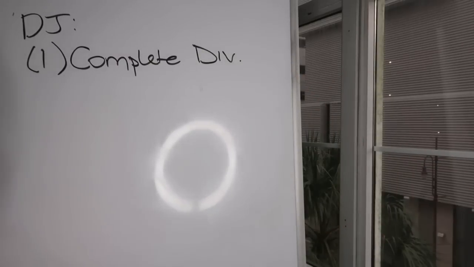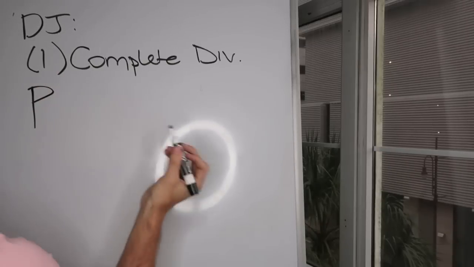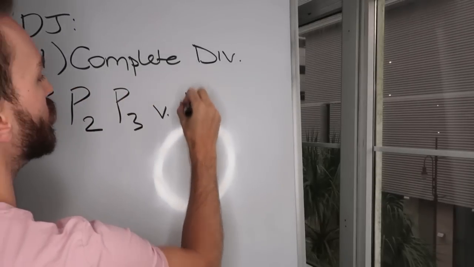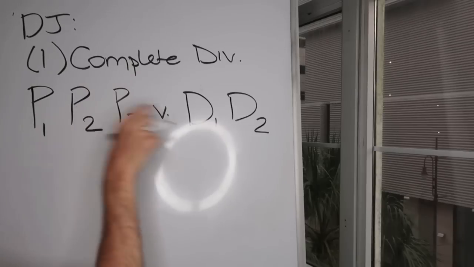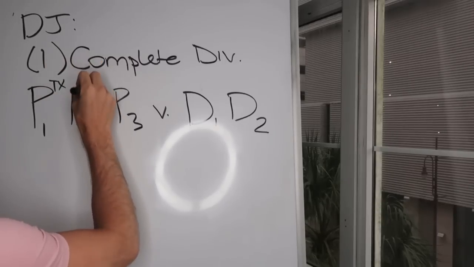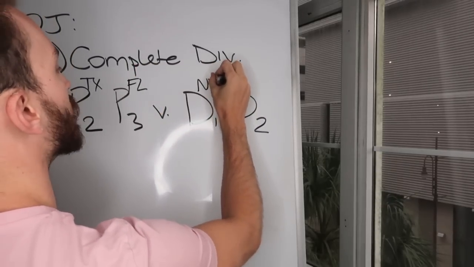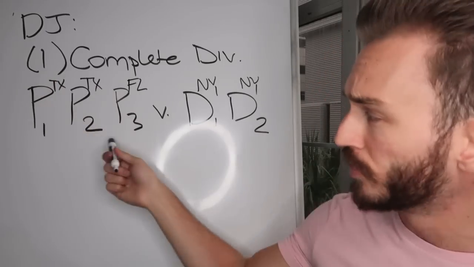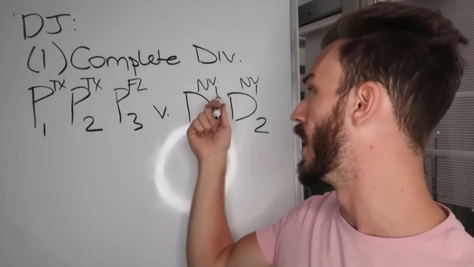The first thing that's going to happen to complicate matters is there's probably going to be multiple parties. So let's say you have 3 plaintiffs, plaintiff 1, plaintiff 2, plaintiff 3, suing 2 defendants, defendant 1, defendant 2. Okay? And let's say plaintiff 1 is from Texas, plaintiff 2 is from Texas, and plaintiff 3 is from Florida, and both the defendants are citizens of New York. So here we have 2 plaintiffs who are citizens of Texas, and 1 plaintiff who's a citizen of Florida suing 2 citizens of New York.